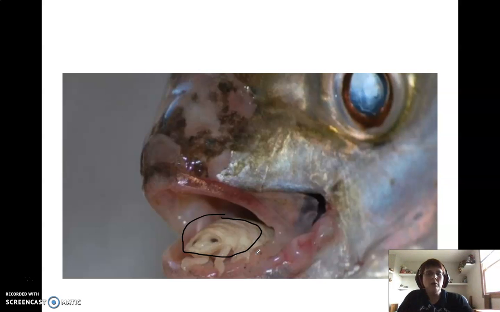They can become problematic if they get too big and actually kill the fish. It's not normal, but it can happen, because they can actually put pressure on the breathing apparatus, the gills and so forth, on the fish, and can actually suffocate them.